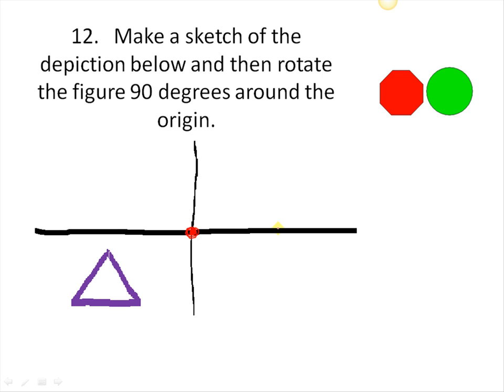Now this is the positive direction that we have for rotating something. So rotating it 90 degrees would rotate it in this direction here, around the origin, and so we would wind up with something that looks about like this. And rotated, so if we rotated this around this way, we would wind up with something that looks like that.